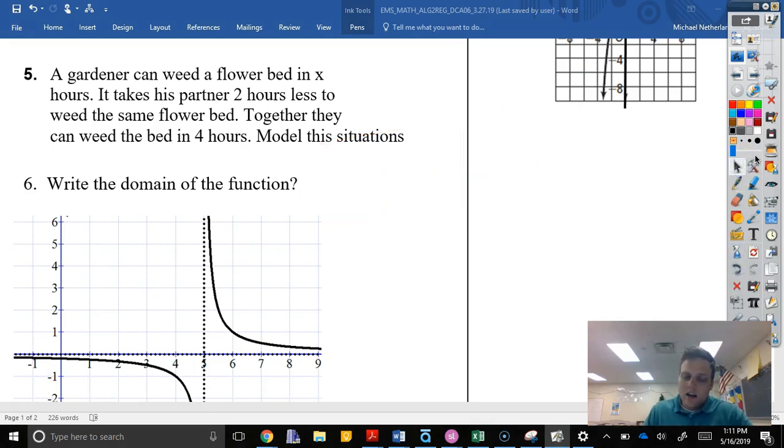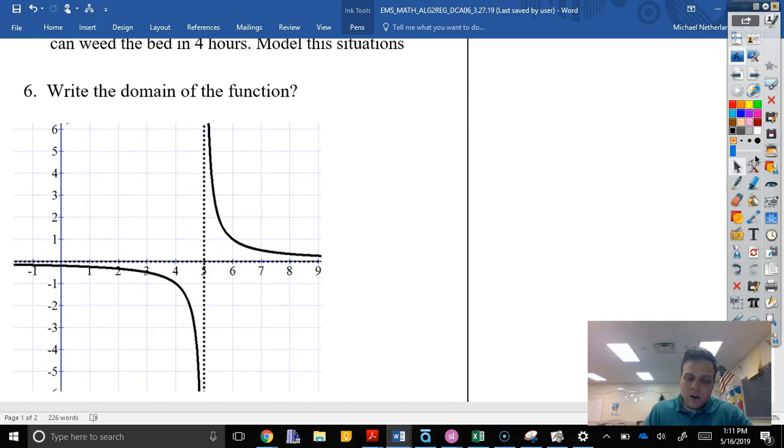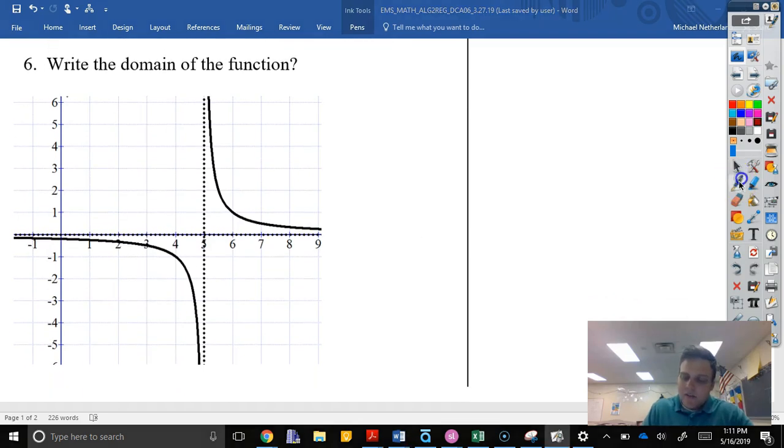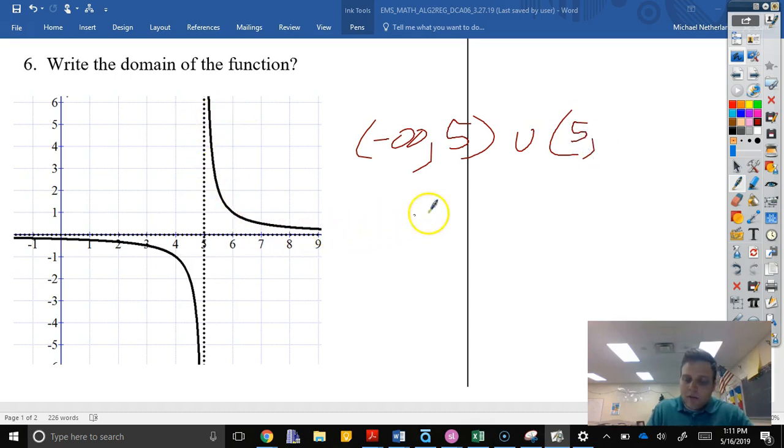Alright, so let's move on now to problem number 6. It says, write the domain of the function. Okay, remember, domain is all possible x values. It's going to the left forever, so that's negative infinity. To, where does this guy stop? It stops right here at an x value of 5, because there's a vertical asymptote there. Unioned with, where does it pick up again? Right here at 5. To, it keeps going forever, so that would be infinity. And that would be the domain.